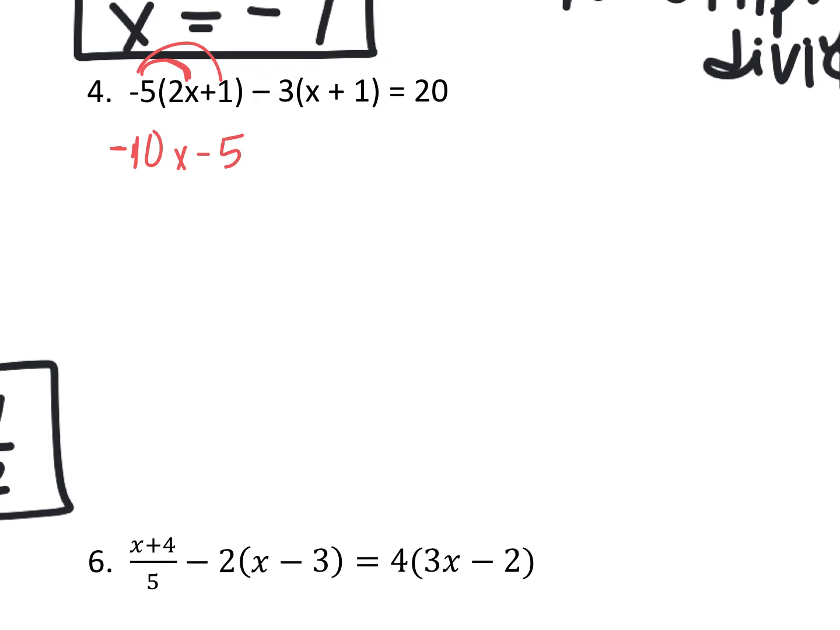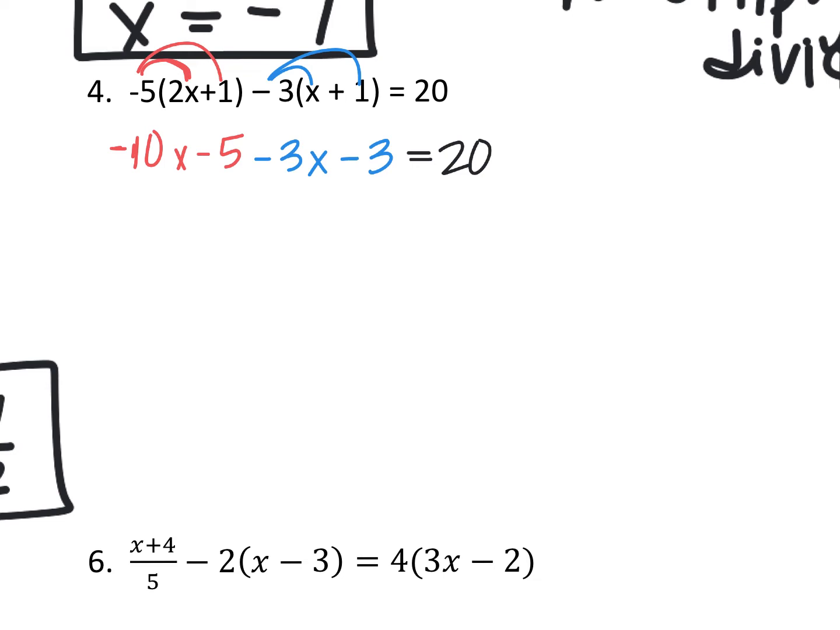Okay, repeat that, but remember you're distributing a negative 3, and so it's negative 3 times x is negative 3x. And negative 3 times positive 1 is negative 3. And that's all still equal to positive 20. Distribution is done. Do I have like terms? Yep.